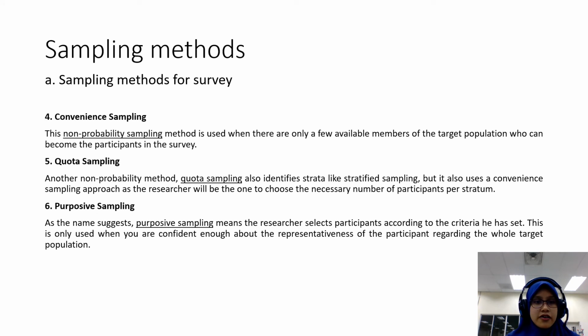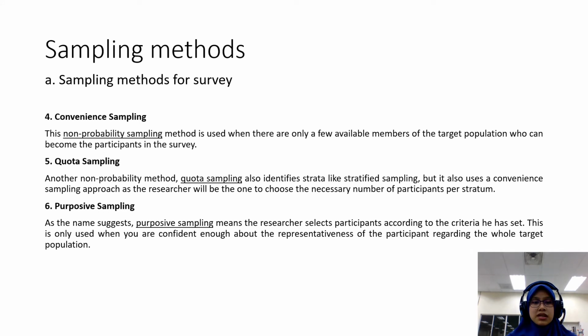Next we have convenience sampling, quota sampling, and purposive sampling. This non-probability sampling method is used when there are only a few available members of the target population who can become the participants in the survey.